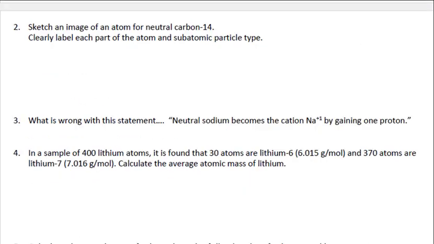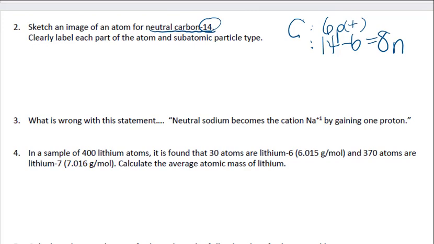Let's sketch this image of an atom of a neutral carbon-14. Okay, so we know it's carbon, so carbon must have 6 protons, which are these positives. If its mass is 14, that means that there's 14 things in the nucleus. That's protons and neutrons. So let's subtract protons. So 14 minus 6 would be 8 neutrons. So in the nucleus, we have 6 protons and 8 neutrons. If it's neutral, that means if I have 6 positives, I have 6 negatives, 6 electrons.